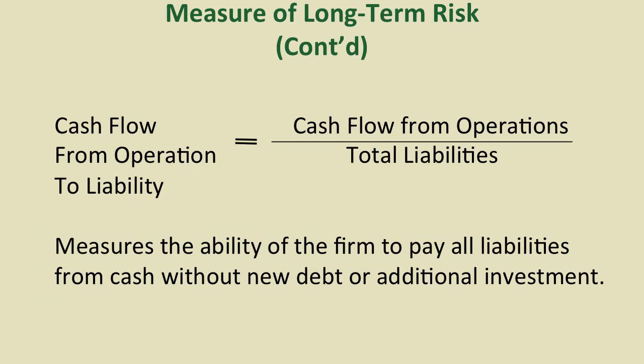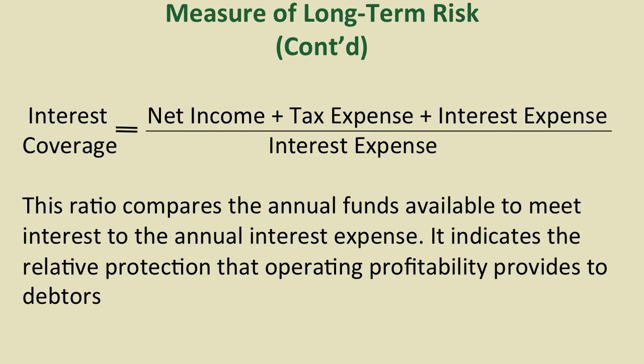The second ratio we're going to talk about to measure long-term risk is this cash flow from operations to liabilities ratio. It equals cash flow from operations divided by total liabilities. So this ratio tells people how much operating cash flow this company has to cover every $1 of total liabilities. So it measures the ability of the firm to pay all the liabilities from cash flow without new debt, without additional investment.